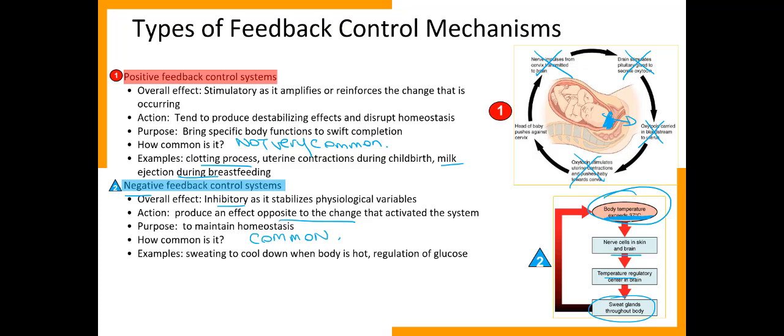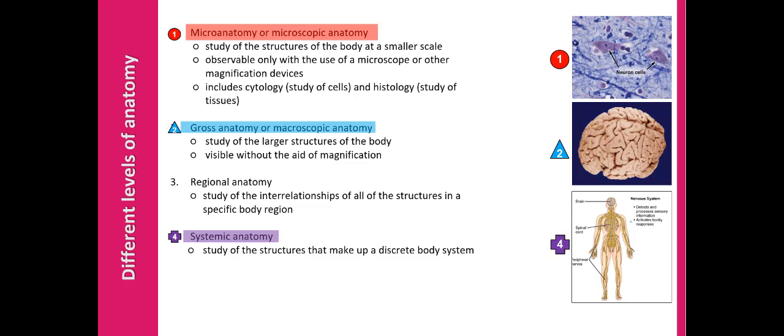The rest of the lecture, I'm going to go through organization of the body. So the first part is that there are different levels of anatomy in terms of the study of anatomy. So the smallest level is microanatomy or microscopic anatomy. So basically, this is the study of the body at a much smaller scale, which requires the use of equipment, either a microscope or another device, to magnify various cells or parts of the body.